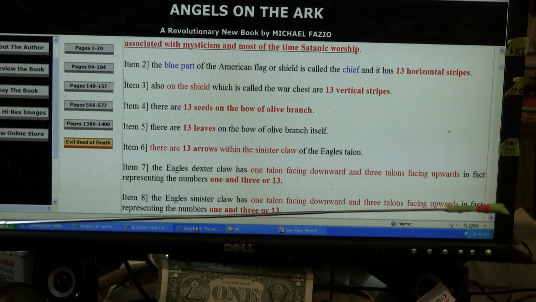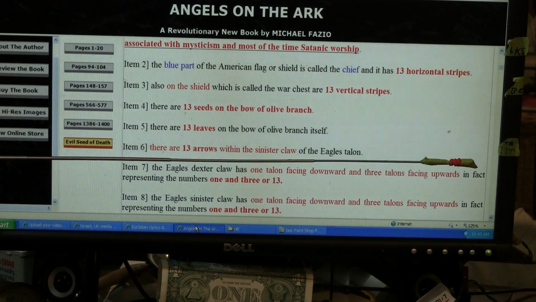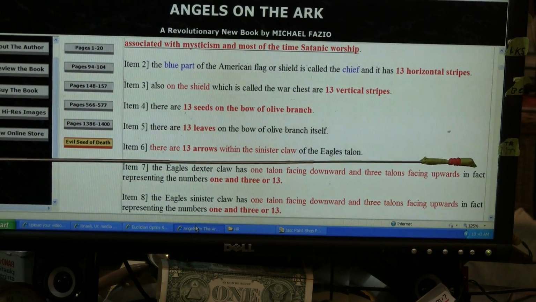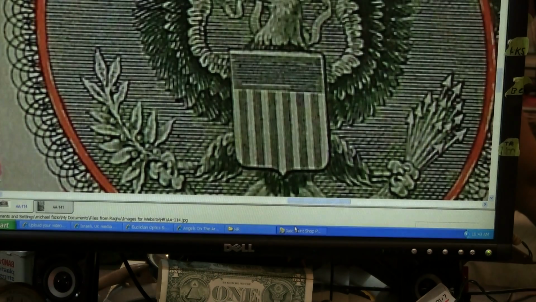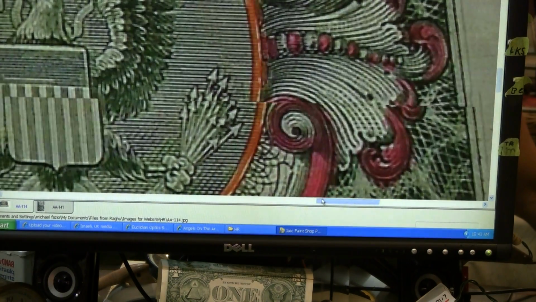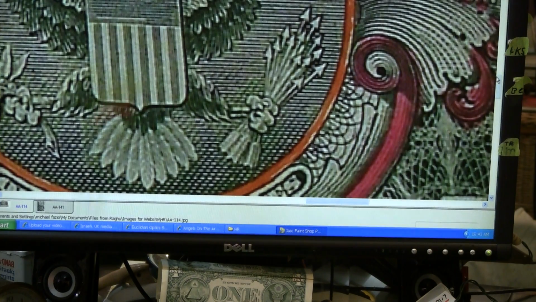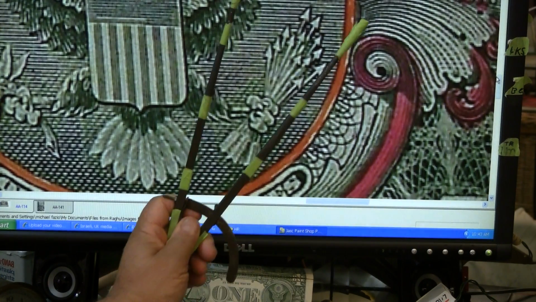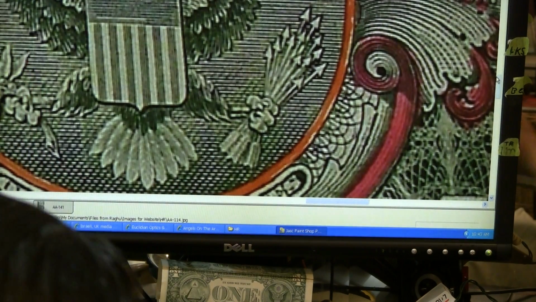So, item number 6, once again, there are 13 arrows within the sinister claw of the eagle's talon. So going back to the sinister claw, which is the claw with the 13 arrows in it, there are now, if you count them, 13 arrows within the sinister claw.